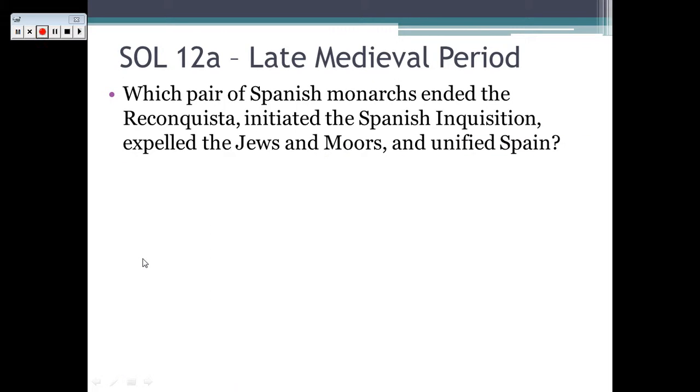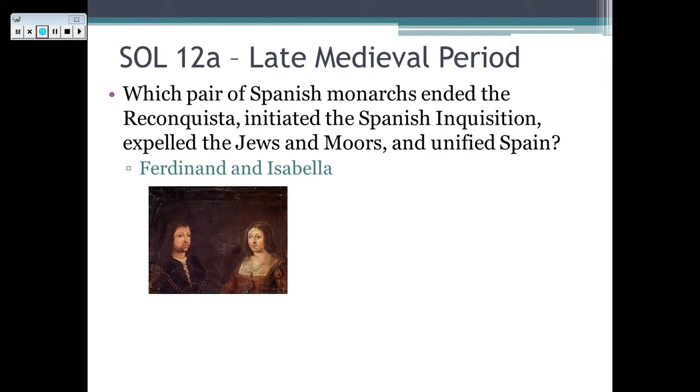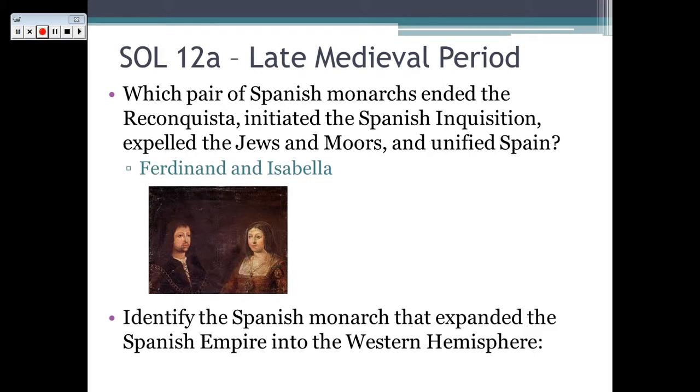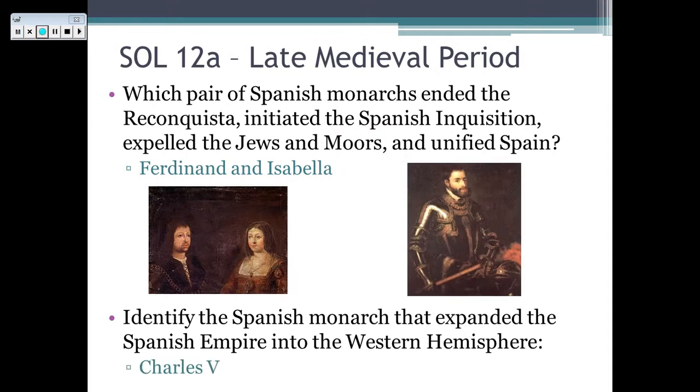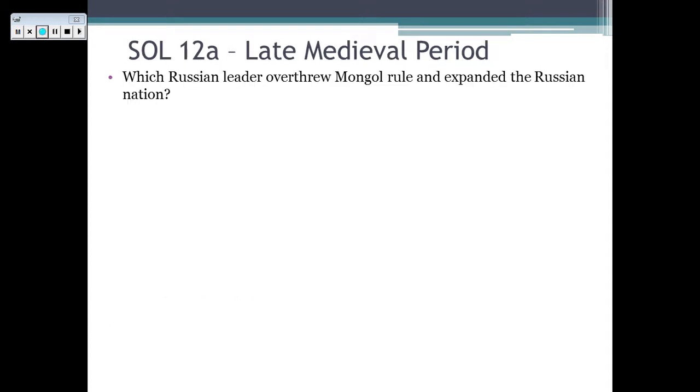Which pair of Spanish monarchs ended the Reconquista, initiated the Spanish Inquisition, expelled the Jews and Moors, and unified Spain? That is Ferdinand and Isabella. The Spanish monarch that expanded the Spanish Empire into the Western Hemisphere was Charles V.